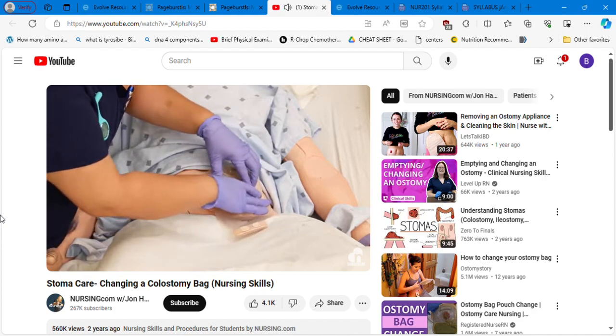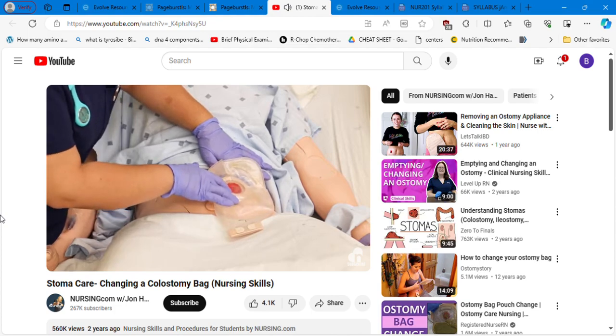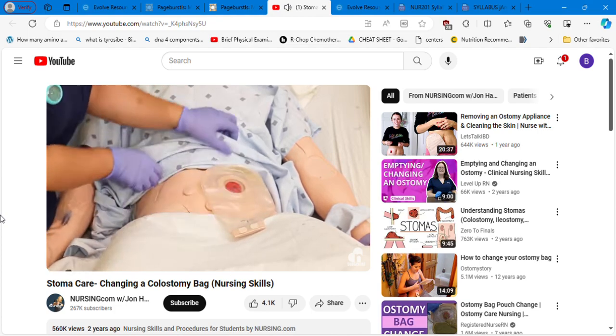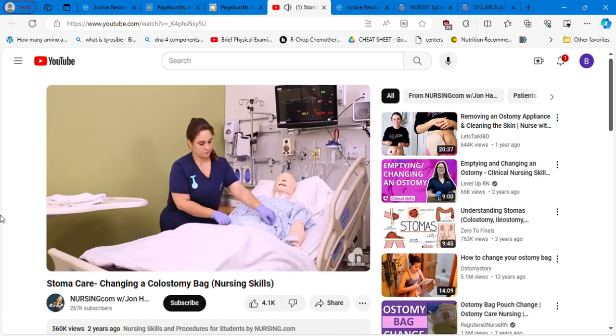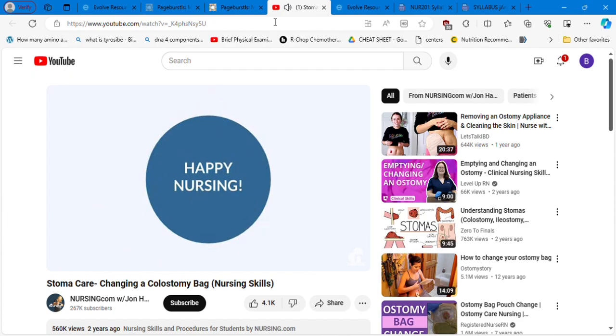Now, as you're smoothing down the wafer, if you do get any creases that you can't smooth out, you can use a barrier paste to fill that in. If you're using a 2-piece system, apply the wafer first and then snap on the bag. Just make sure the bag is closed and sealed based on whatever type of bag you have. Discard your supplies, wash your hands, and document your findings. Make sure that you include this in output measurement as well.